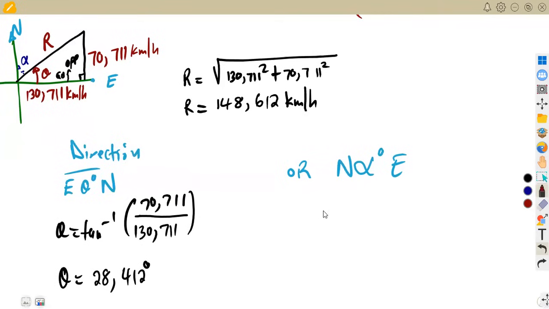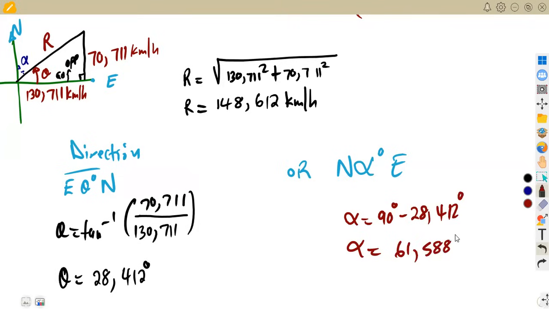In order for us to have alpha, from the 90 degrees concept, this is at 90 degrees, so we can obtain alpha from there. That's 90 minus 28.412 degrees. So alpha is going to be given as 61.588 degrees. By obtaining alpha, it means the direction, therefore, is going to be given as what?